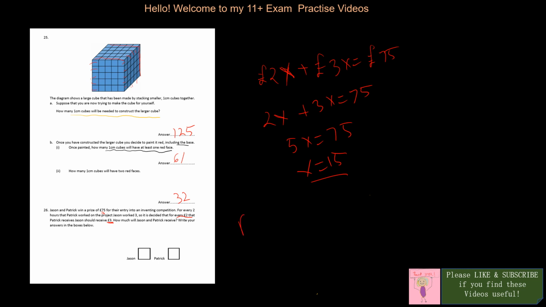So Patrick would get, for every £2 that Patrick receives, 2 times 15 is £30, and Jason would get 3 times 15, that is £45. So Jason gets £45, Patrick gets £30.